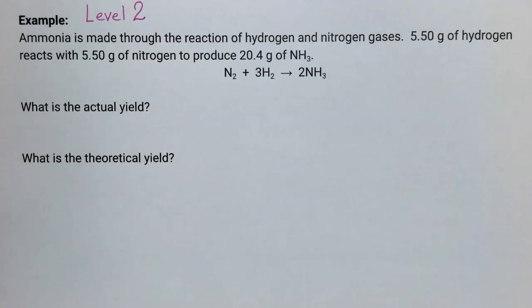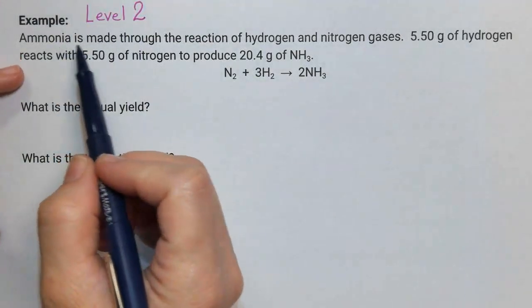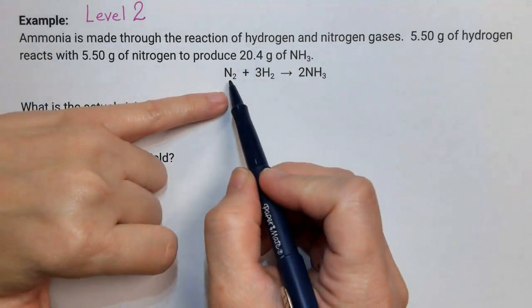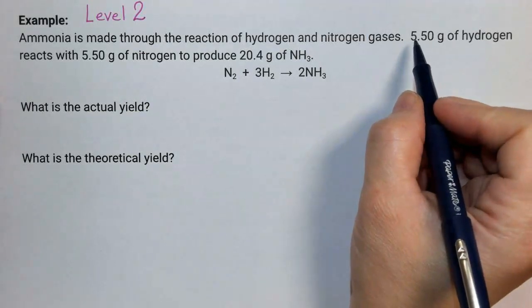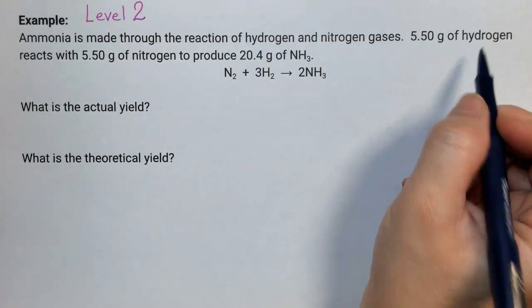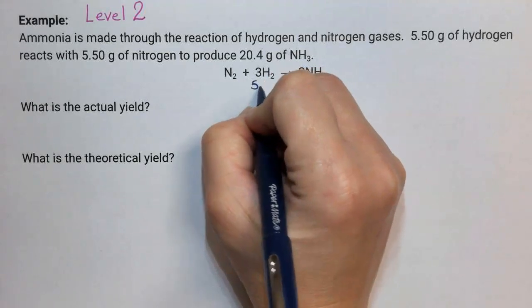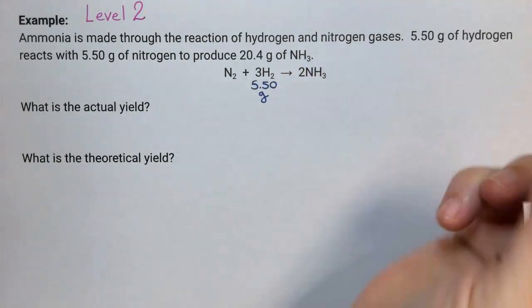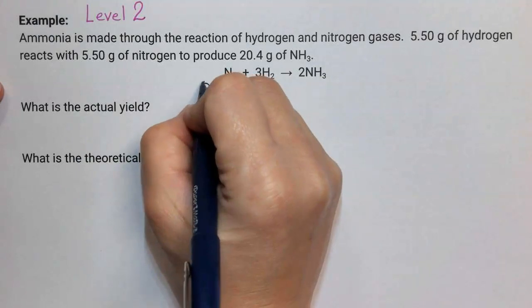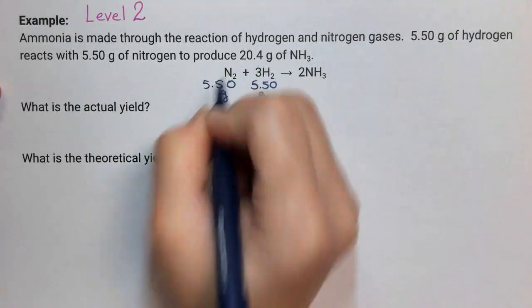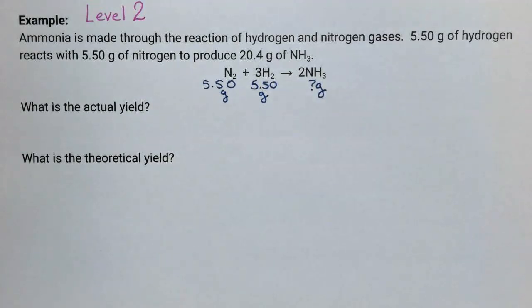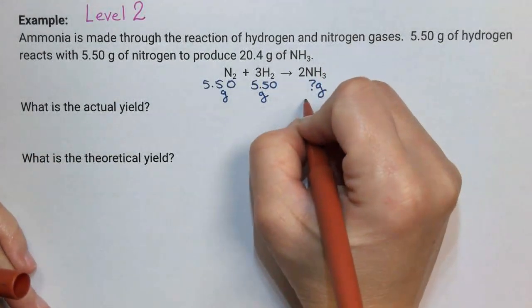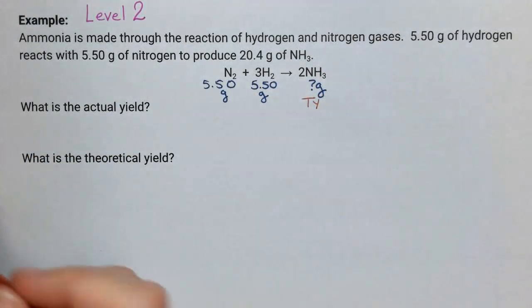Here's an example of a level 2 problem. Ammonia is made through the reaction of hydrogen gas and nitrogen gas to create ammonia. If I have 5.50 grams of hydrogen, so that would be this, and it reacts with 5.50 grams of nitrogen, then how many grams of ammonia are we going to produce? And when we make this calculation, we'll be determining the theoretical yield of ammonia.